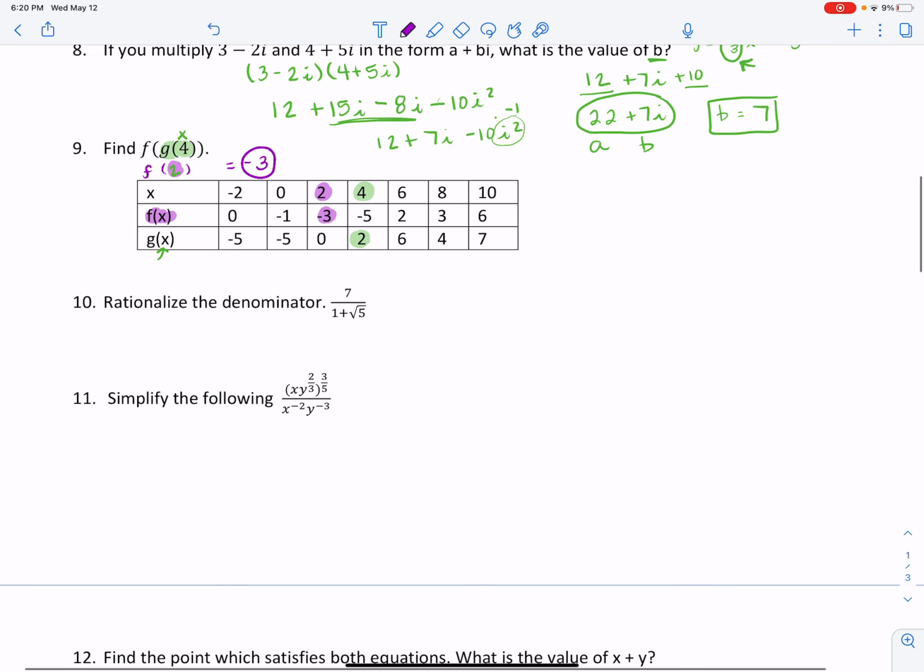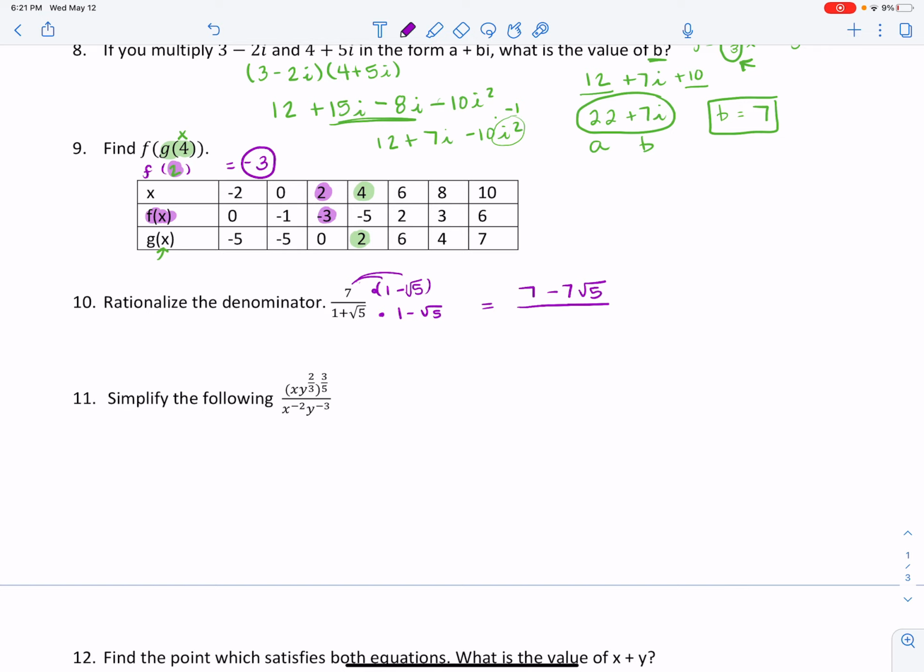Number 10, rationalize the denominator. In order to rationalize the denominator, you have to multiply by the complex conjugate, which means you multiply by the exact same thing that the denominator already is, but you have to change the sign, and you have to do it to the top and bottom of the fraction. So on the top, we're just going to distribute the 7. So 7 times 1 is 7. 7 times negative square root 5 is negative 7 square root 5.